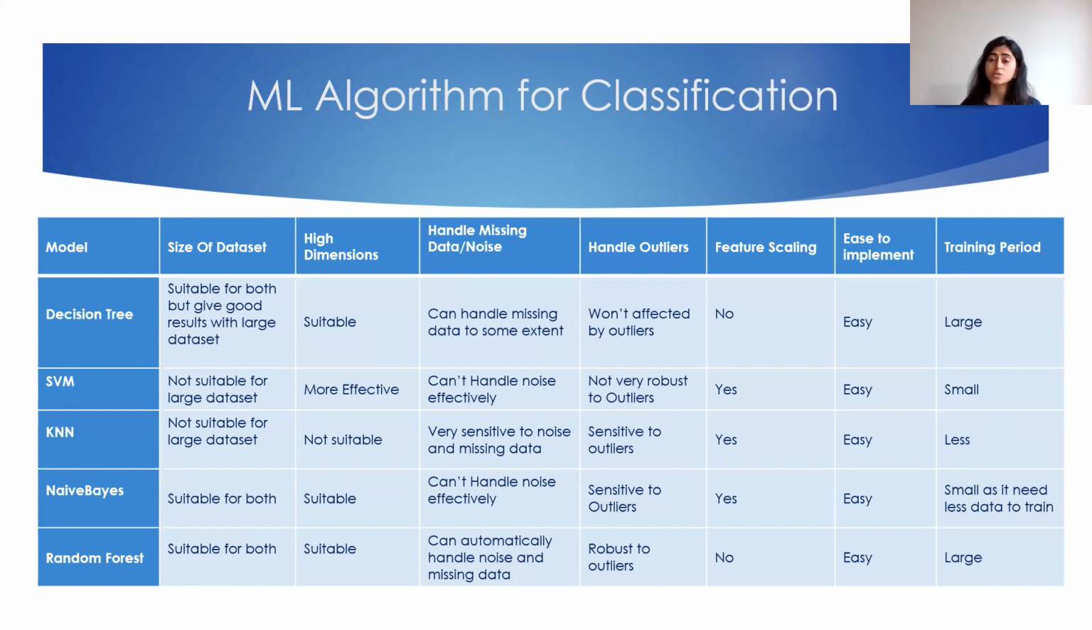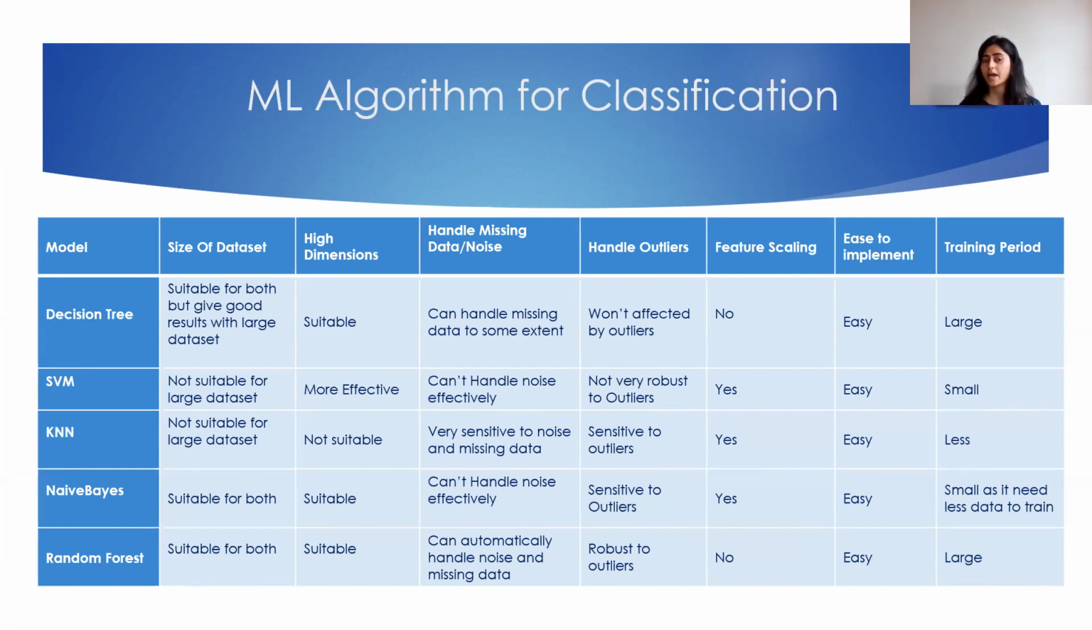And the factors on which we can decide those algorithms are the size of the data set, dimensionality, whether the data has noise, outliers, scale, whether the data needs feature scaling, easy to implement or not, or the training speed. If we talk about the decision tree, it is suitable for both kinds of data set, whether small or large. But it will not give very good performance on a very large data set, because the decision tree is in the form of a tree. When the tree becomes large, the performance will become slow.